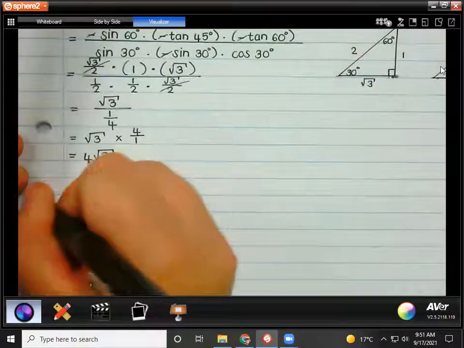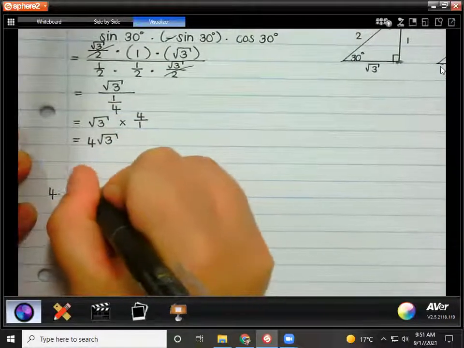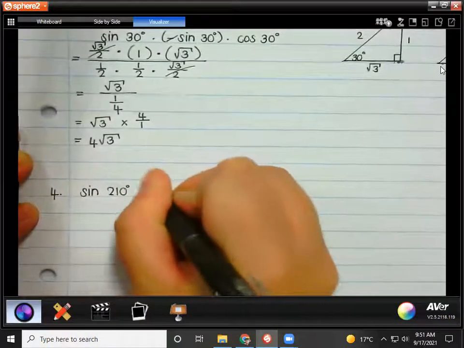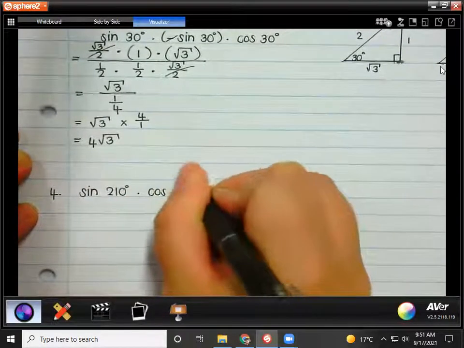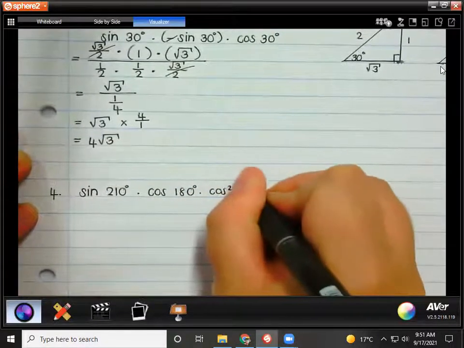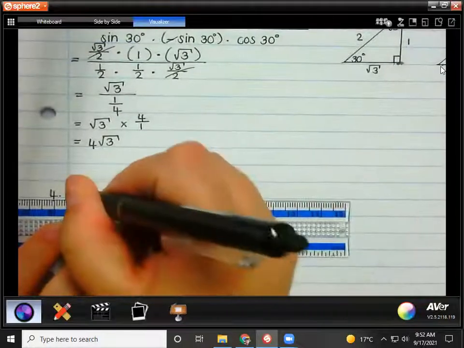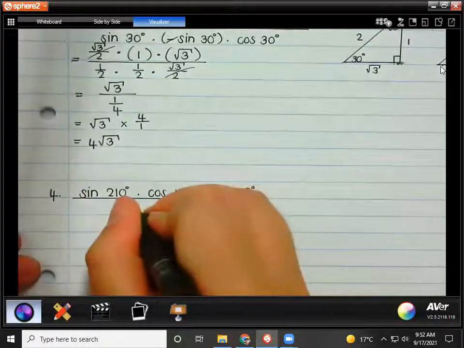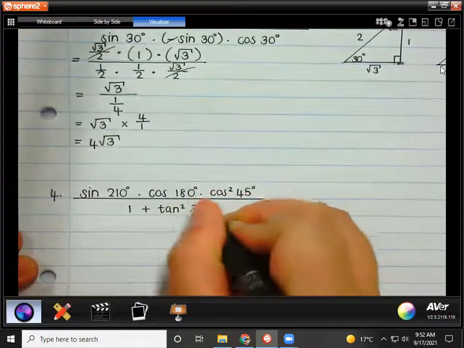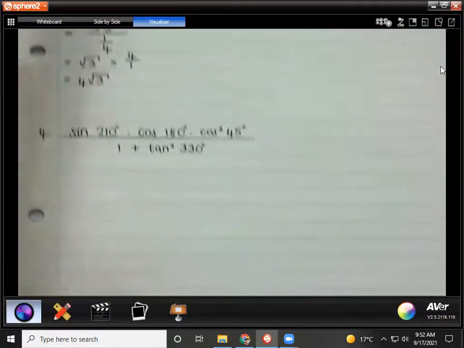Number 4. We had sine of 210 degrees times cos of 180 times cos squared 45 over 1 plus tan squared. I definitely had these answers. I remember looking at this one yesterday, but I can't find it now.